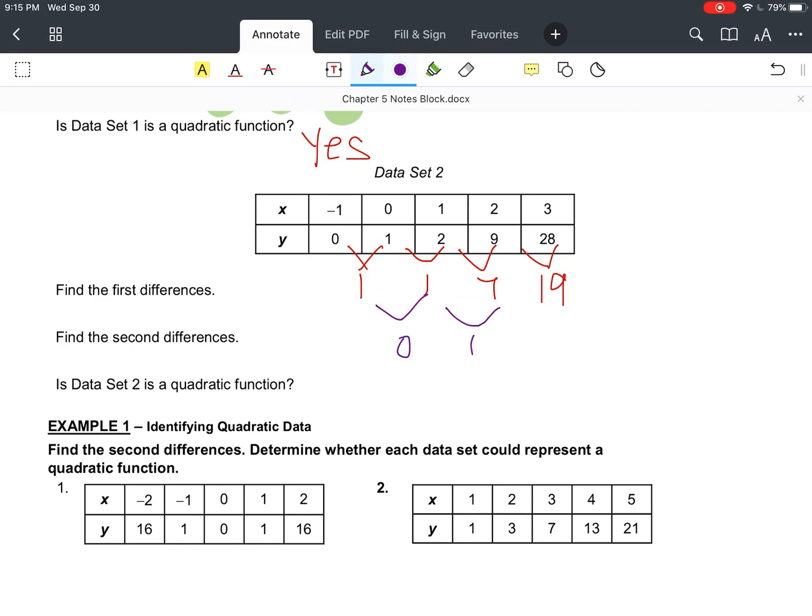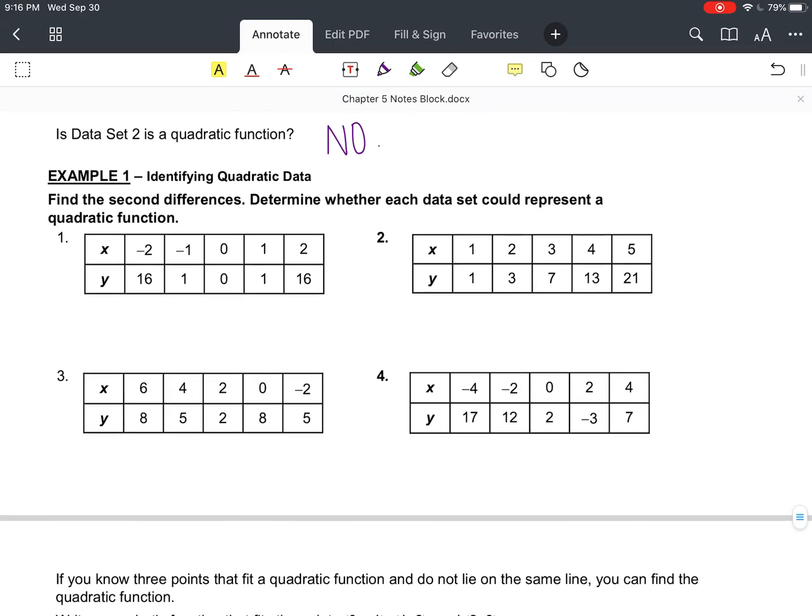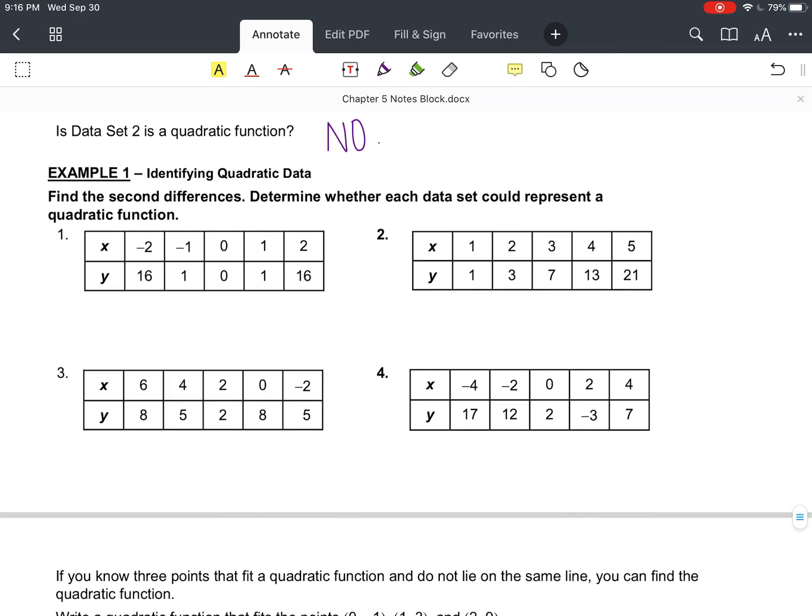Let's try my second differences. 1 minus 1 is 0. 7 minus 1 is 6. 19 minus 7 is 12. Are my second differences constant? Nope, those are not the same. So is this a quadratic function? No, it's not. If you did the third difference, you might find that they are the same. That means it's a different type of function called a cubic function. We'll talk way more about that next chapter in Chapter 6, so don't worry about that for today.